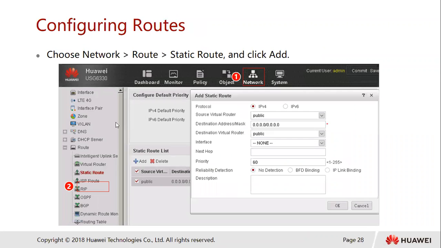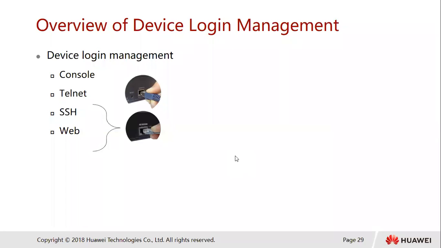Okay, configuring the routes using the graphical user interface. Of course, this is the USG, the Huawei Firewall. So when you are told to configure the routes, you have to go to networks. And then if it is a static route, you pick static route here. And then the protocol, is it IPv4 or IPv6? You pick, and then you enter the values. Okay. Overview of device logging management.